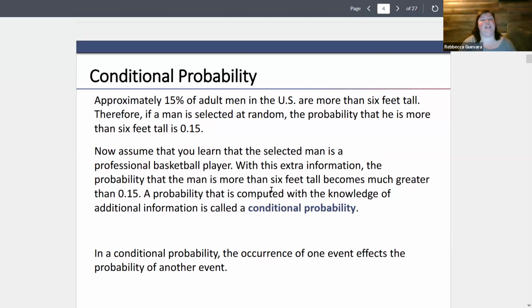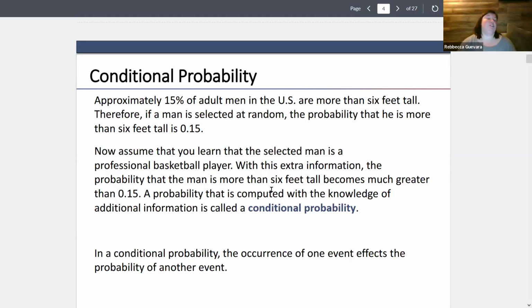So approximately 15% of adult males are over 6 feet tall. So if we select a man at random from the population, there is going to be about a 15% chance, or 0.15 probability, that they're actually going to be over 6 feet tall.